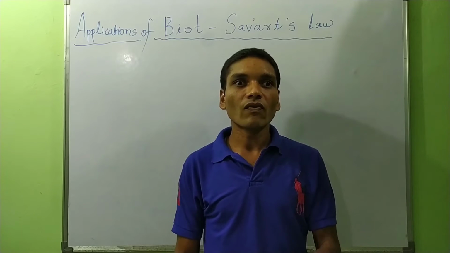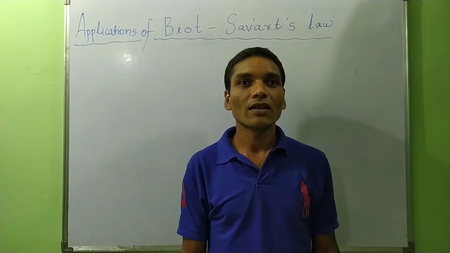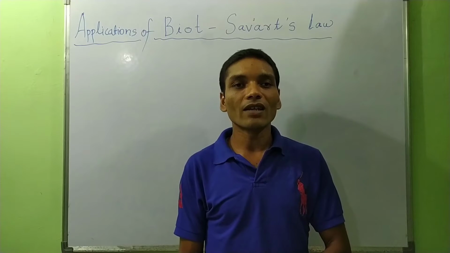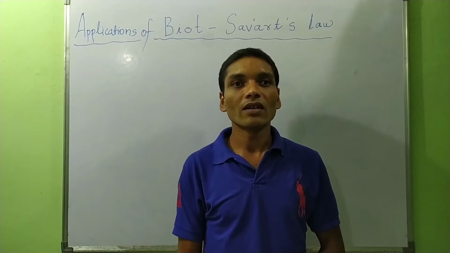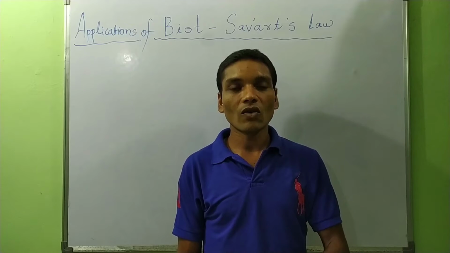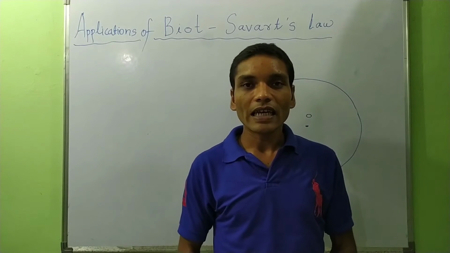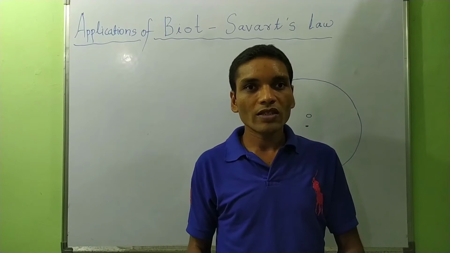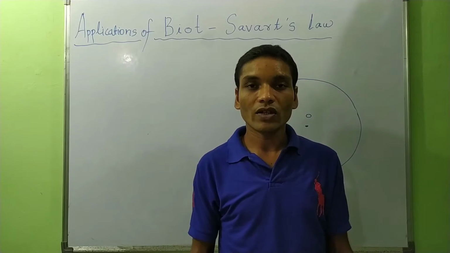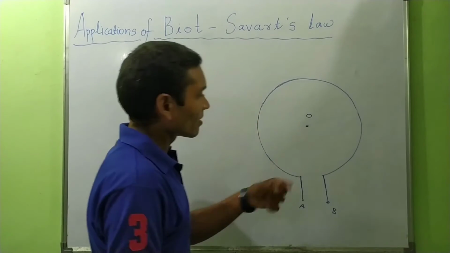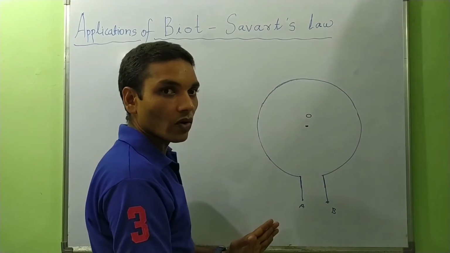So in this video, first application is to determine the intensity of magnetic field or magnetic field at the center of the circular loop or circular wire. For this, take a wire and give it circular shape. So this is said to be the circular loop or circular wire. Look at this. This is the circular loop or circular wire.